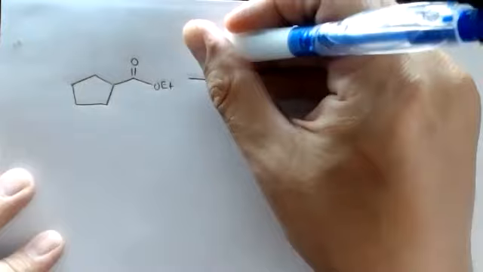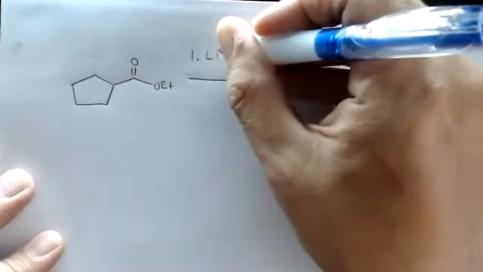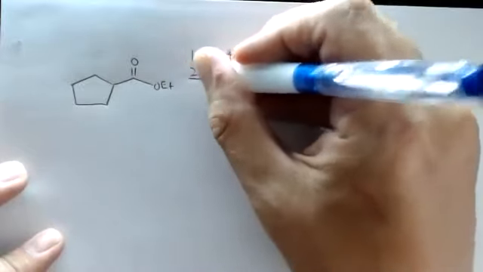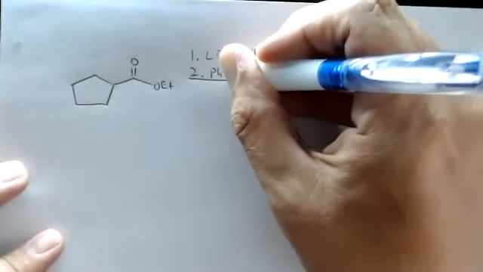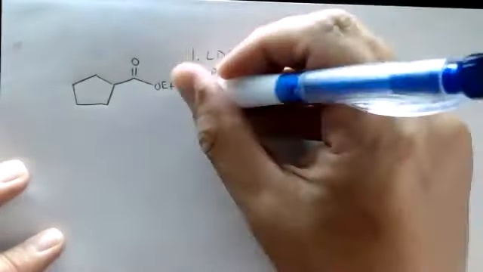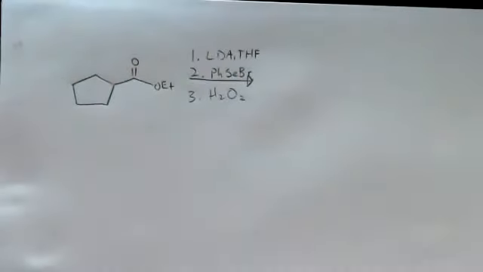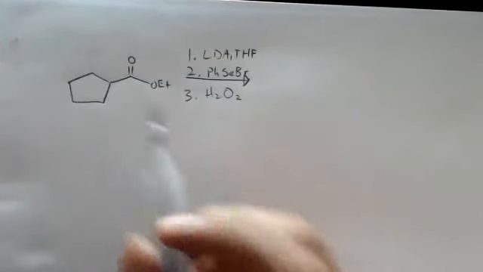All right, so the first step was LDA and THF. And then the second step was PhSeBr, the selenium bromide. I don't know what that does. We'll find out together. I'm going to defer to Professor Hammond on that one. I know the first part's going to give us the deprotonation. Deprotonation, yeah.